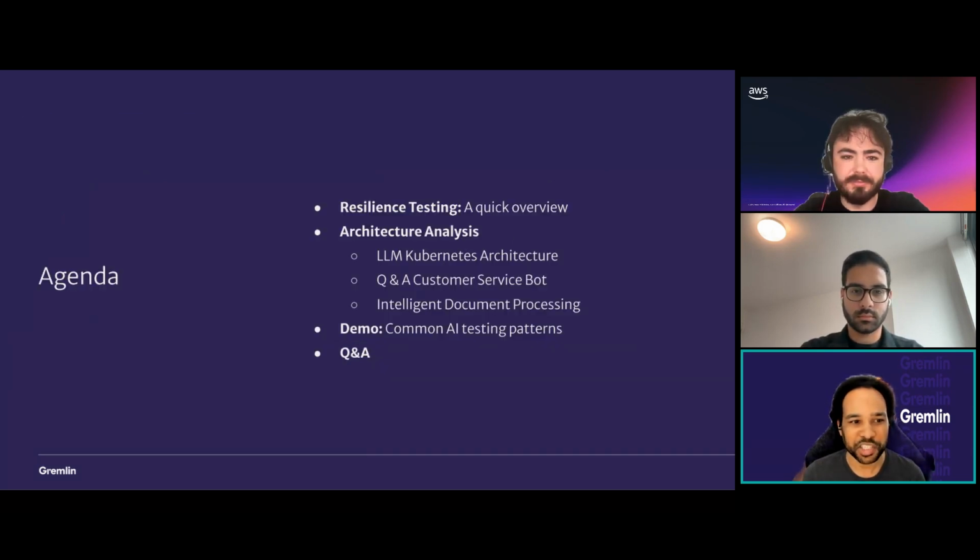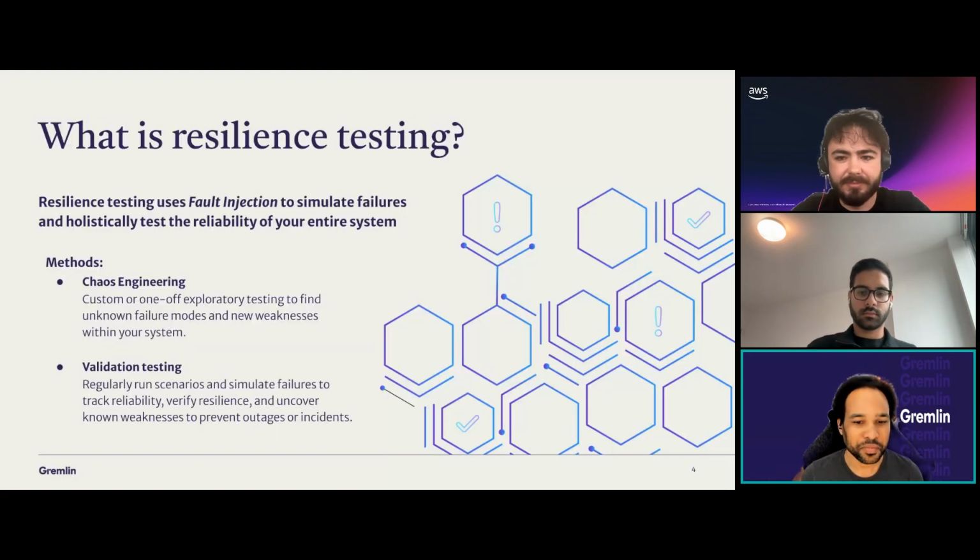So again, quick look at our agenda today. I'll start off with the introduction to resilience testing, a quick overview, what it means, how it works. Dylan, Shivam, and I are going to walk through some example architectures of how folks are using AI in AWS, including LLM Kubernetes-based architecture, Q&A customer service bots, and also intelligent document or RAG processing. Again, I'll end with a demo about how to actually test this using a reliability testing tool, Gremlin, and then we'll wrap up with Q&A.